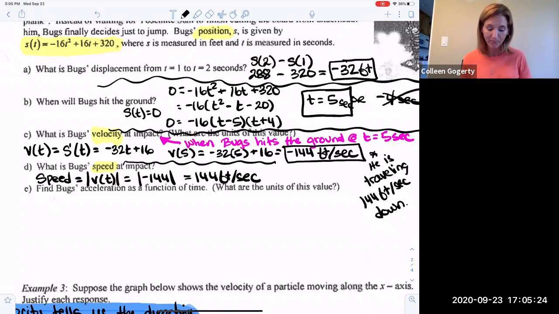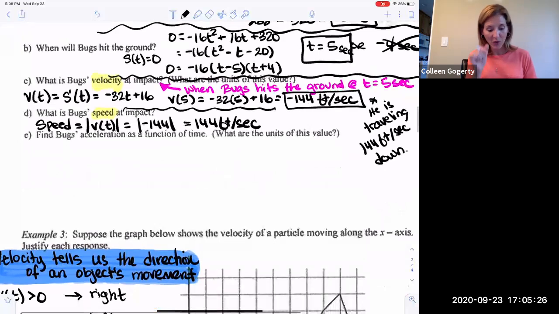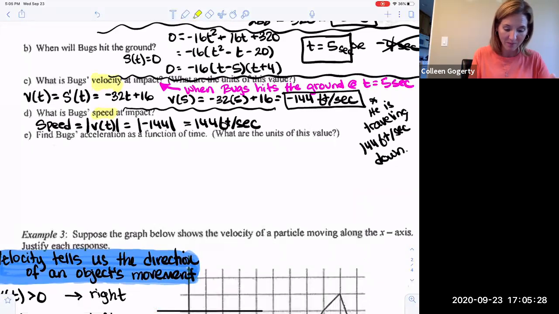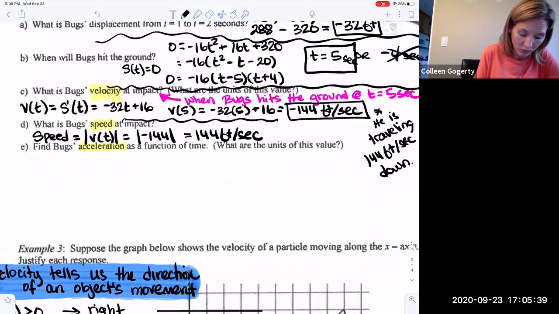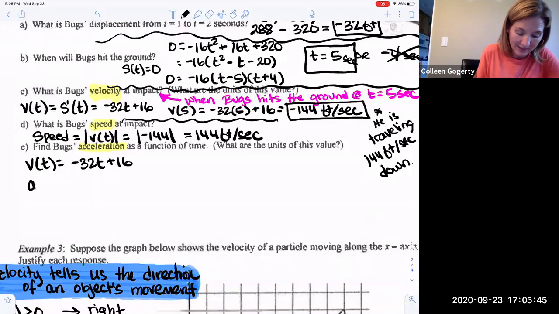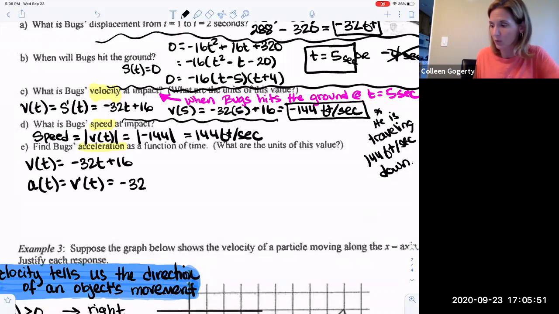Okay? All right, so last question. Okay, here we go. Find Bugs' acceleration as a function of time. So in other words, what was he accelerating at? Okay, so if I know v of t, which I do, right? V of t is negative 32t plus 16. Okay, acceleration is the derivative of velocity, which just gives me negative 32.